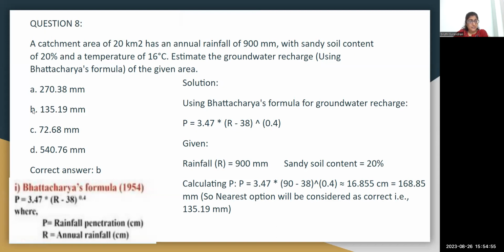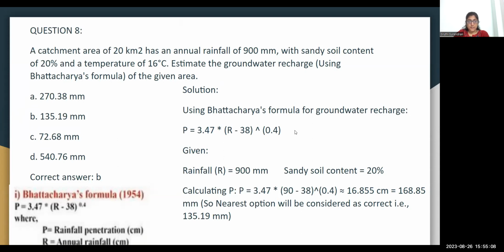Since it is nearest to option B, they have selected this as the option. And this question is a little ambiguous. But Madam, can you discuss question number 4? Okay, one second. Let me get done with this and then I'll go back to question 4.